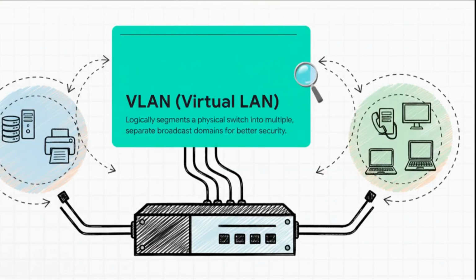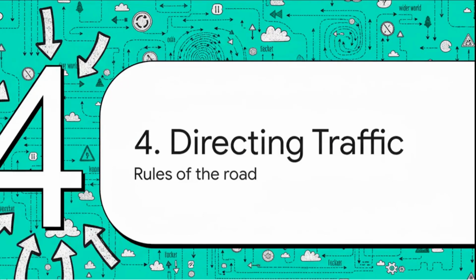But what if you need to create these separate neighborhoods, but you don't want to buy a bunch of new hardware? That's where VLANs, or virtual LANs, are just brilliant. This is a powerful trick that lets you configure a single physical switch to act like it's several different switches. It's literally like taking one big office floor and just putting up virtual walls to create separate departments. The traffic from sales is completely isolated from the traffic in marketing, even though they're all plugged into the very same box.